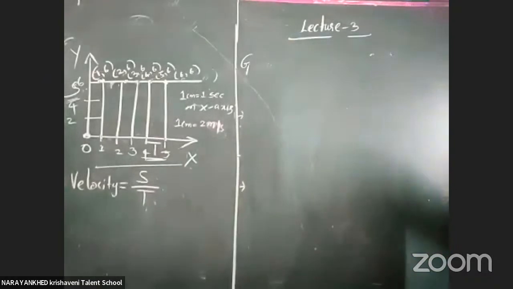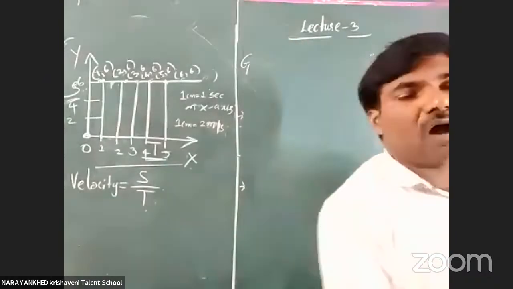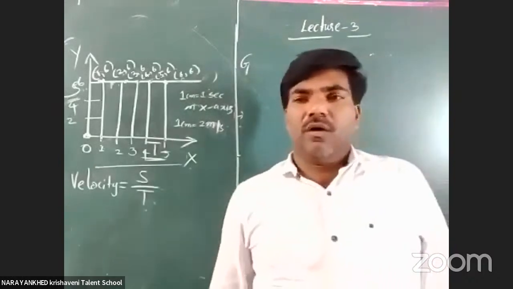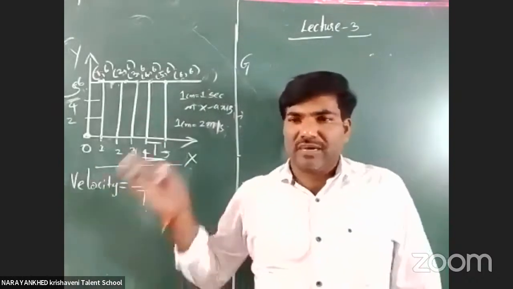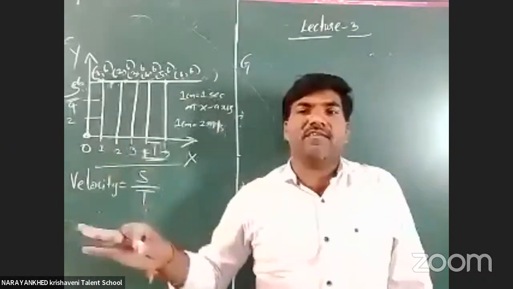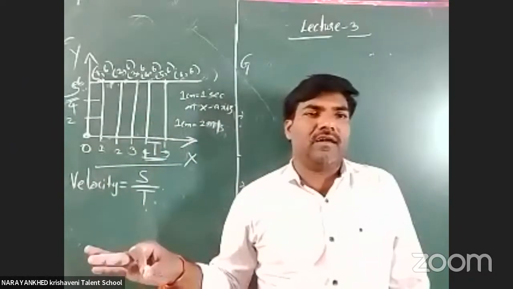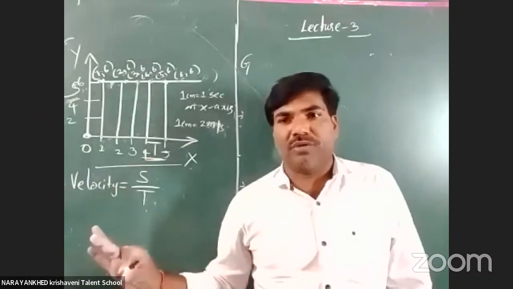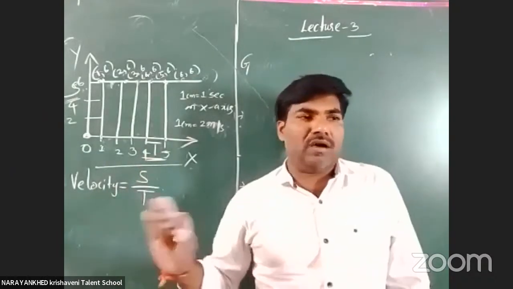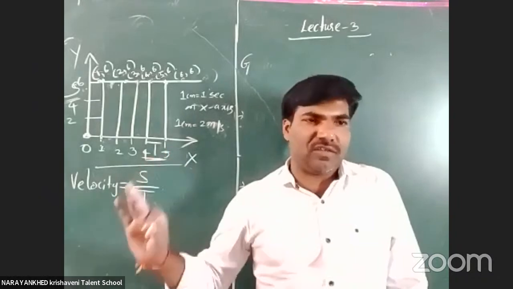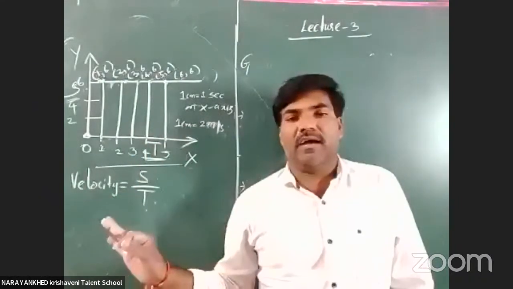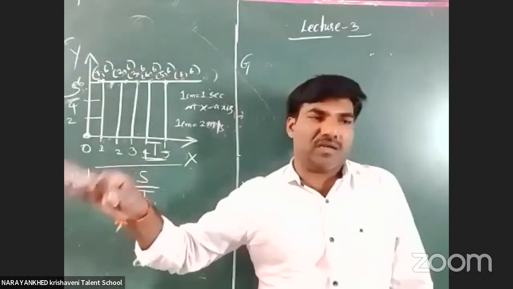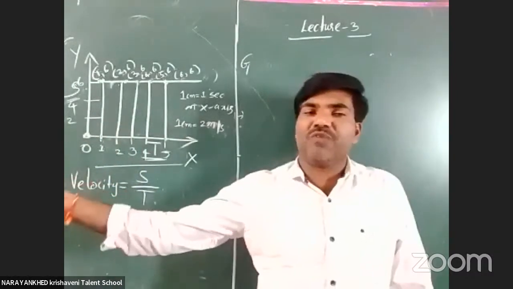One is uniform, another one is non-uniform motion. Which one is called uniform motion? When one body covers equal distances in equal time intervals, that is called uniform motion. When one body does not cover equal distances in equal time intervals, clear or not? For every second, it travels not the same distance, different distances.